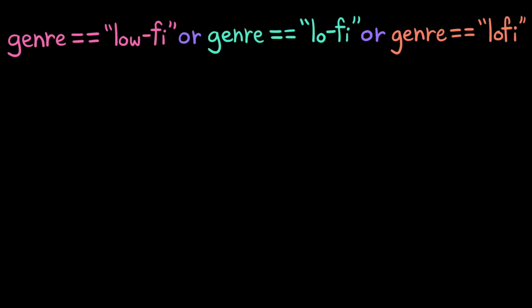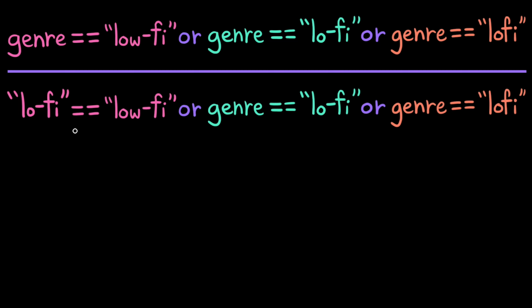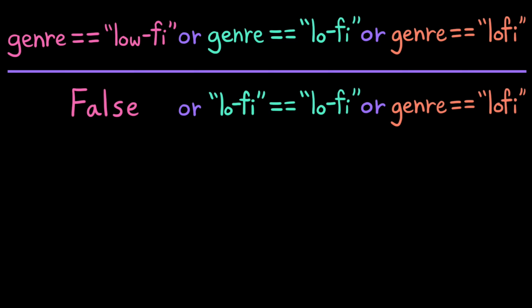Let's try an expression where there are multiple logical operators. This asks the question, is the genre any of the spellings of lo-fi? Let's say the variable genre contains the string lo-fi. We evaluate the expressions around the logical operators first, and then apply the ORs. We start with the leftmost expression. These strings are not equal, so this evaluates to false.